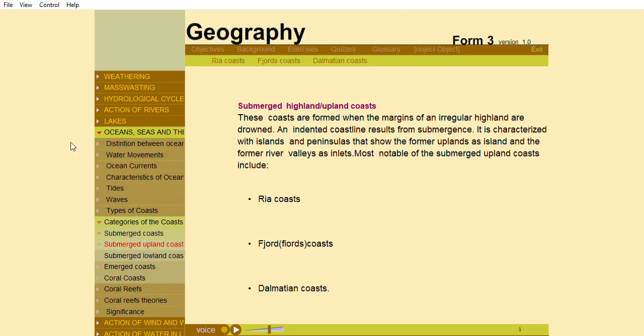Submerged highland or upland coasts. These coasts are formed when the margins of an irregular highland are drowned. An indented coastline results from submergence. It is characterized with islands and peninsulas that show the former uplands as islands and the former river valleys as inlets. Most notable of the submerged upland coasts include Rias coasts, Fjords coasts, and Dalmatian coasts.